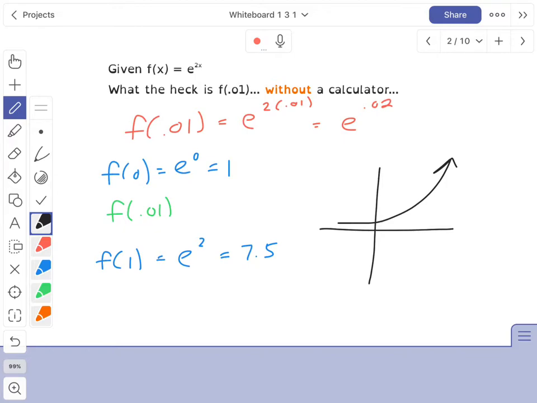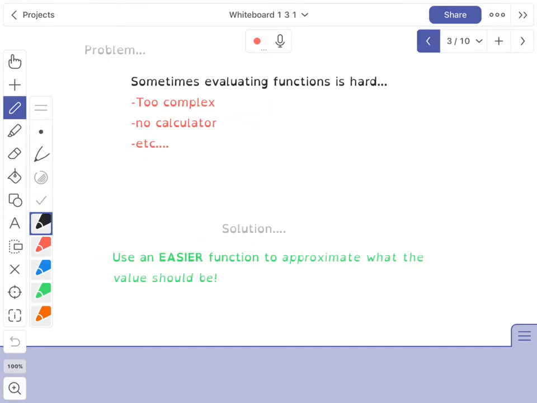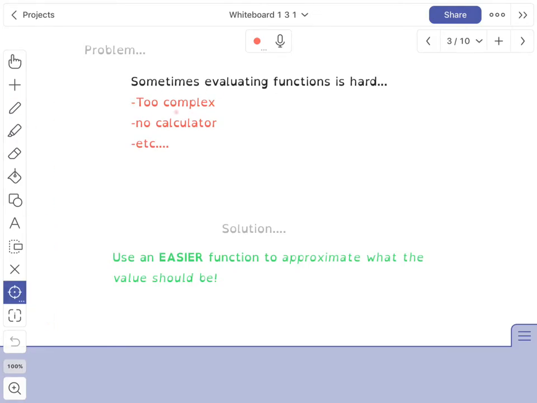So what we want to do is use things that we know, like f of 0, to find information about things that are really close to it, like f of 0.01. We'll come back to this problem in a second. We'll actually answer it in a moment. But what we're seeing here is that sometimes evaluating functions is really hard to do, especially if we don't have a calculator. There could be many reasons. Maybe it's too hard to evaluate. Maybe we don't have a calculator. Maybe we just don't know what we're doing yet. We haven't learned it, and so on and so forth.